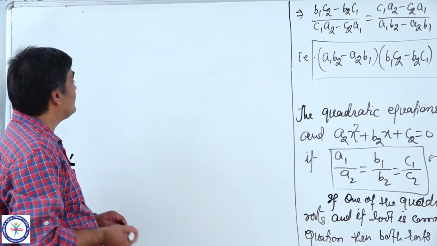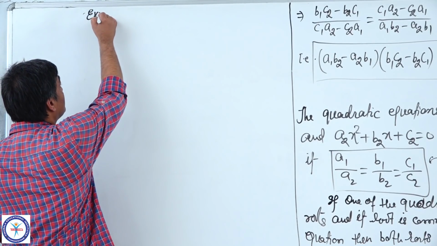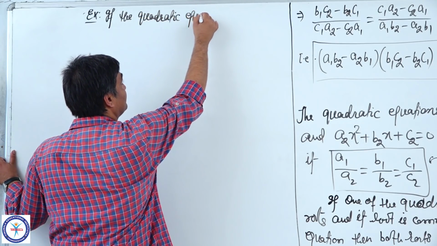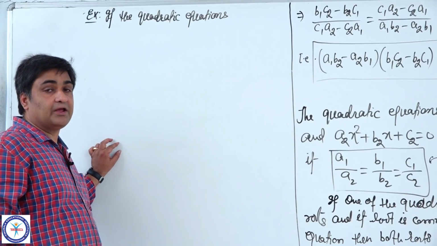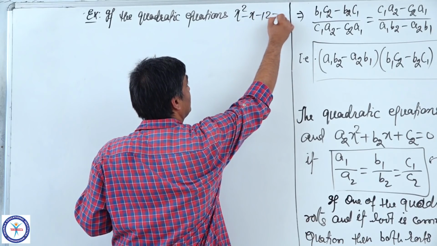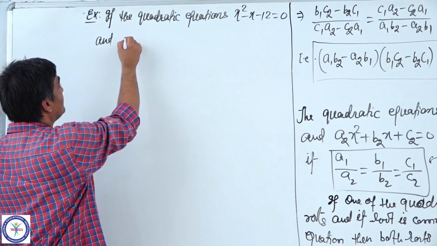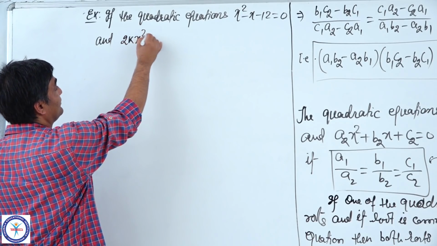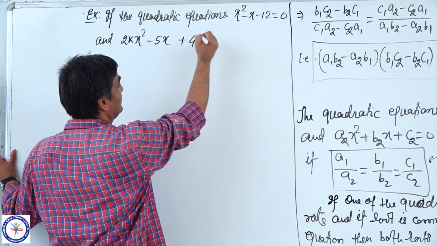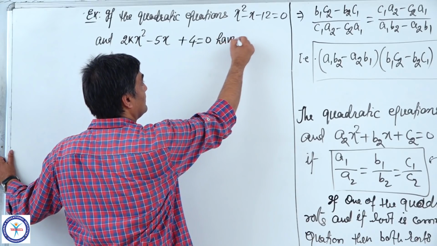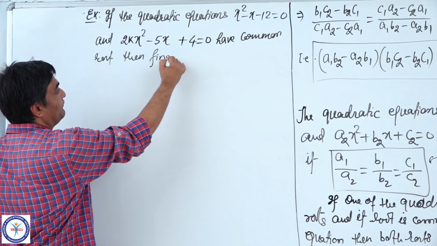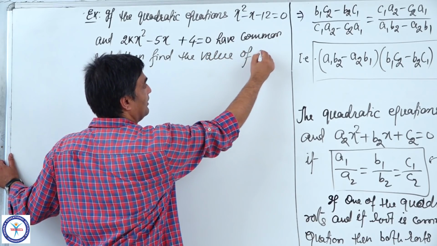Now, let us solve an example. If the quadratic equations x square minus x minus 12 equal to 0 and 2k x square minus 5x plus 4 equal to 0 have a common root, then find the value of k.